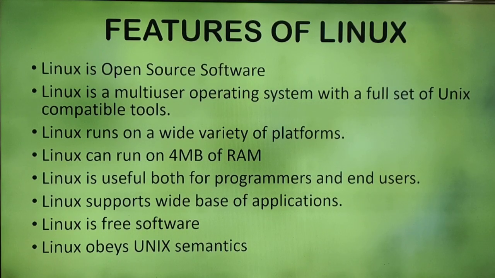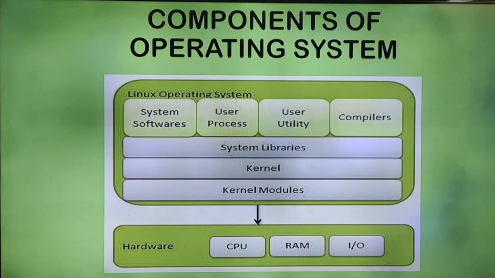Our next topic is components of the Linux operating system. If you see the diagram, the Linux operating system has three components, that is kernel, system libraries and system utility. We will focus on each component in detail.